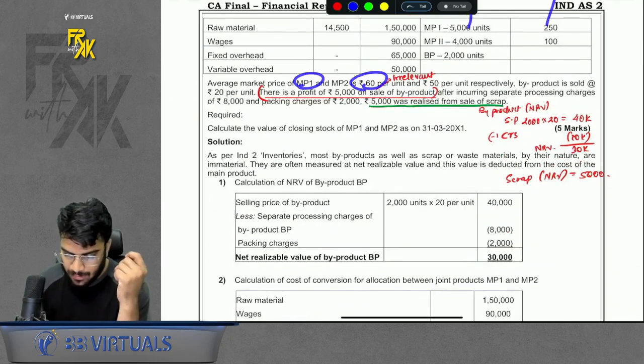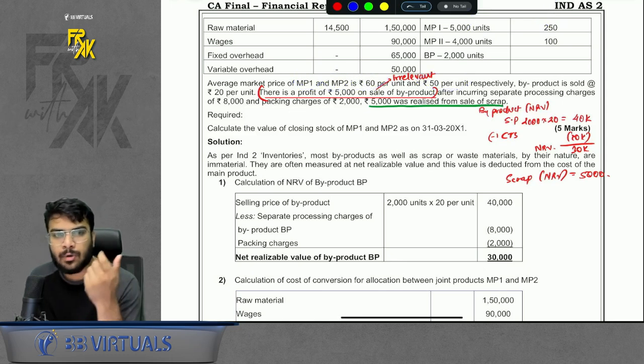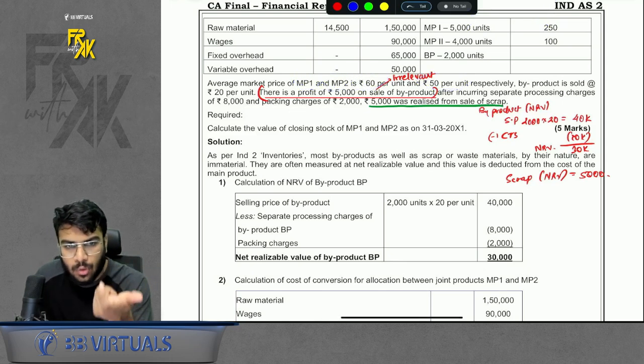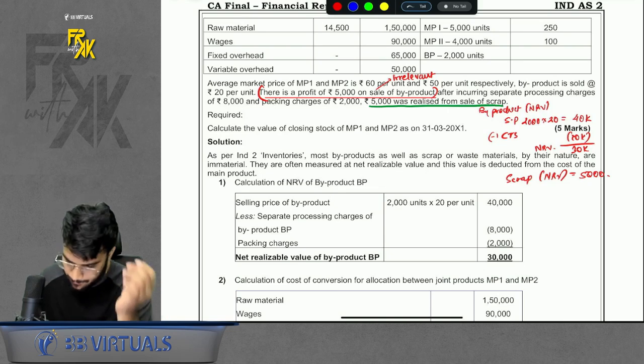The market price of the main product is given. Sir, why is the market price given? Because do you remember, in case of joint products, the total cost is given. We need to bifurcate the total cost between the main products. How will you bifurcate? In the ratio of sales, right? Okay.